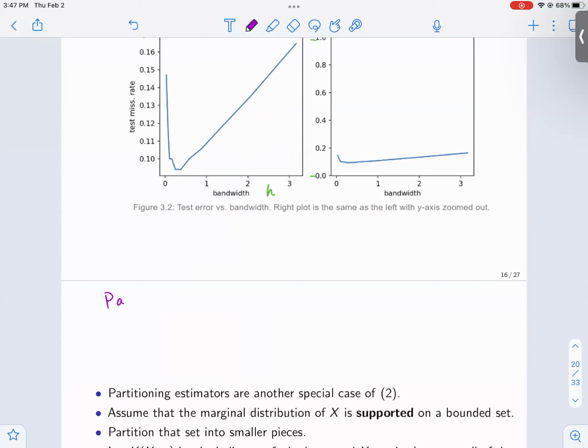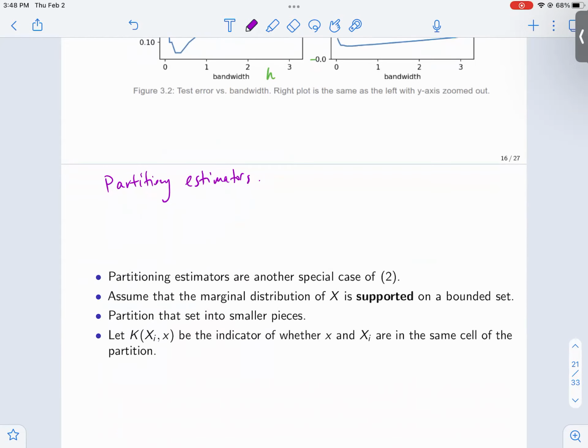But before that, partitioning estimators. So these are, again, a very simple application of that general framework. So we had eta hat of x equals the summation of a similarity measure, K(x_i, x), times y_i, divided by the summation of K(x_i, x), with i from 1 to n.